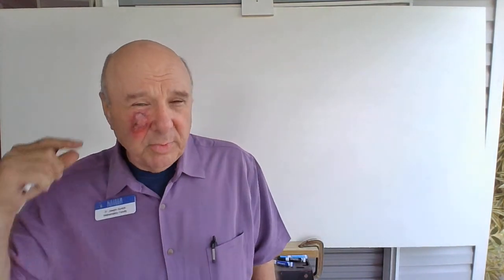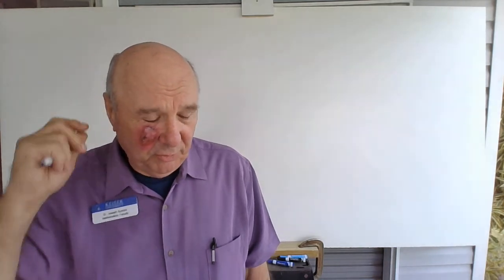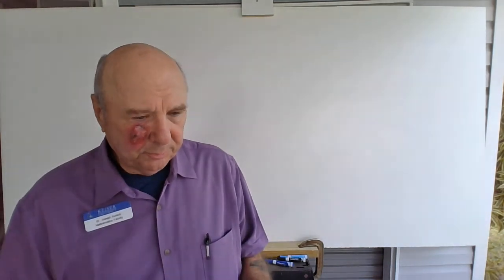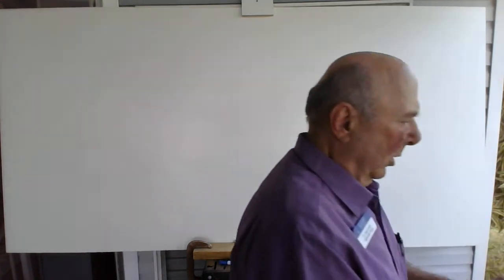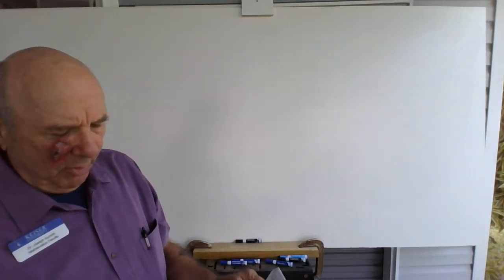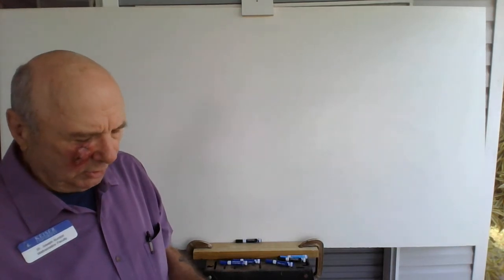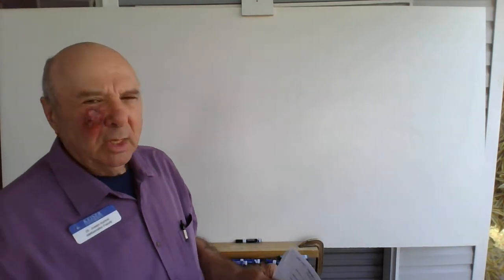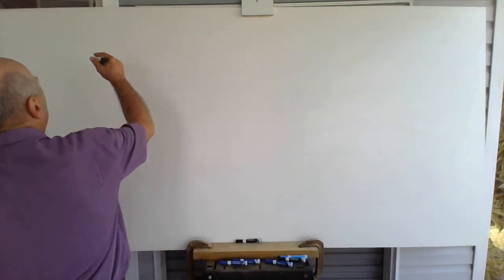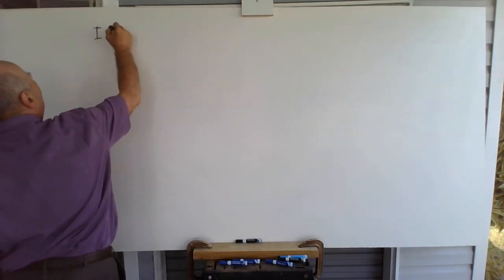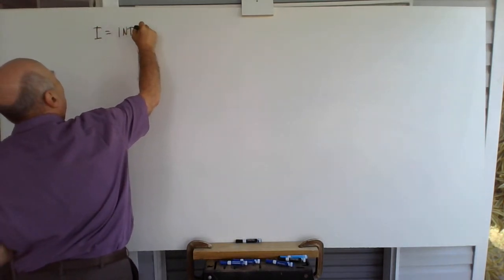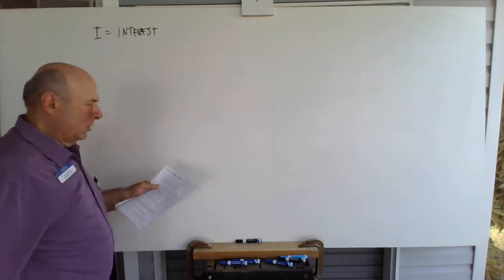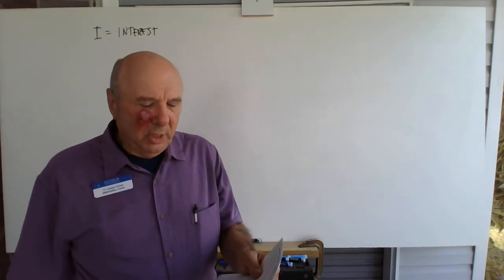So what is simple interest? We need some definitions. If you look at your formula sheet number 2, you'll see that I've laid them out for you on the front page. Some of the definitions. I is interest. P is principal.